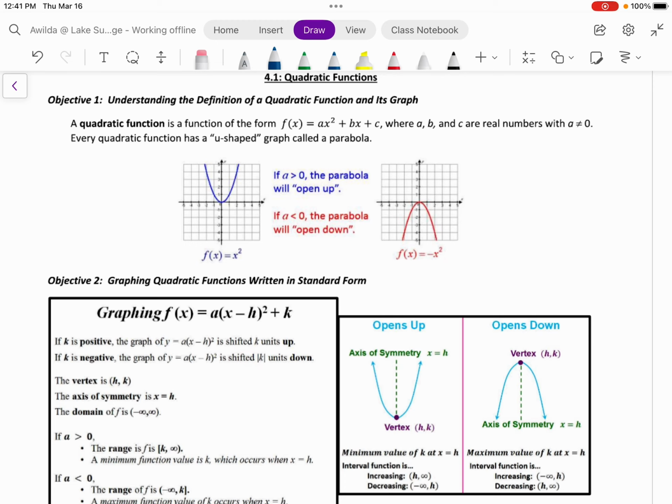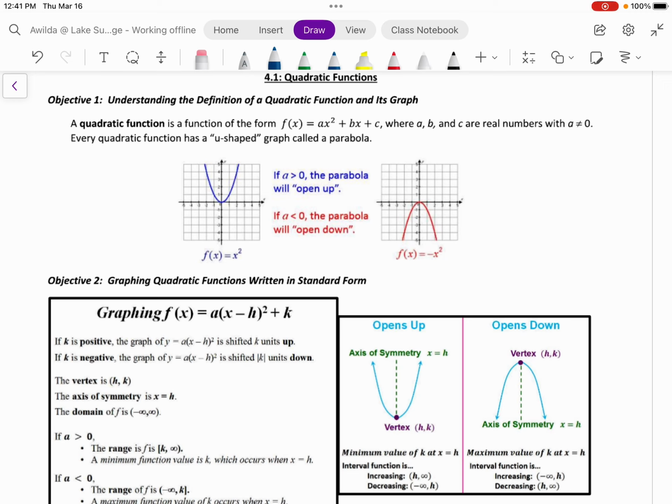The graph of a quadratic function is a U-shaped graph called a parabola. The parabola can open either up or down, and the way that we can tell by looking at its equation is by looking at the leading coefficient a. If a is positive, the parabola will open up. If a is negative, the parabola will open down.